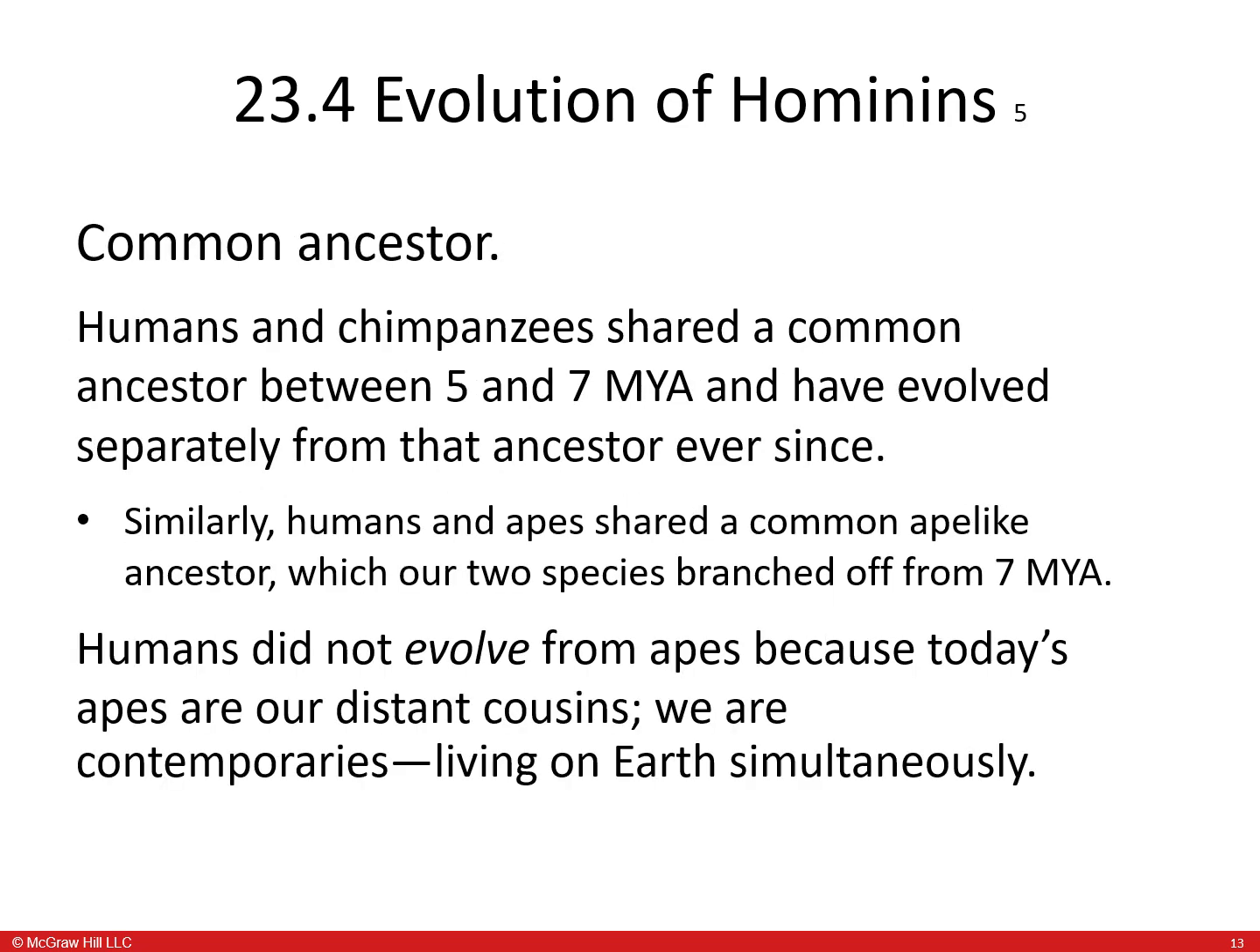Humans and chimpanzees share a common ancestor between 5 and 7 million years ago, and have evolved separately from that ancestor ever since. Similarly, humans and apes share a common ape-like ancestor, from which the two species branched off 7 million years ago. Humans did not evolve from apes, because today's apes are distant cousins. We're contemporaries, living on Earth simultaneously.